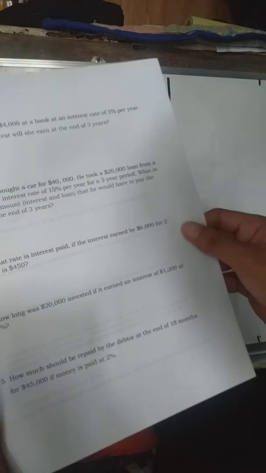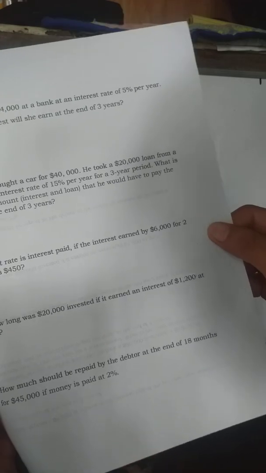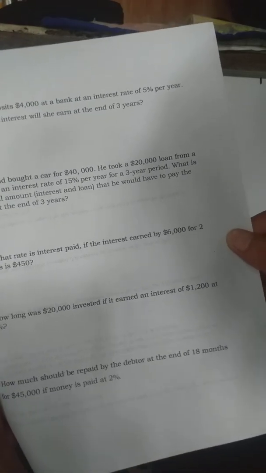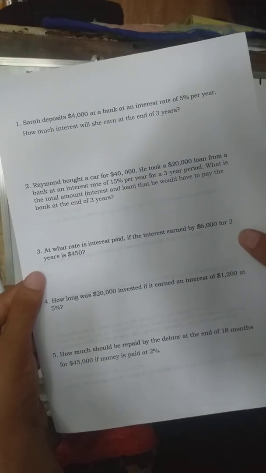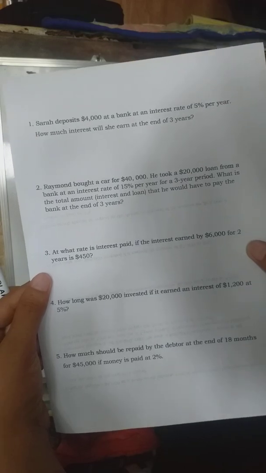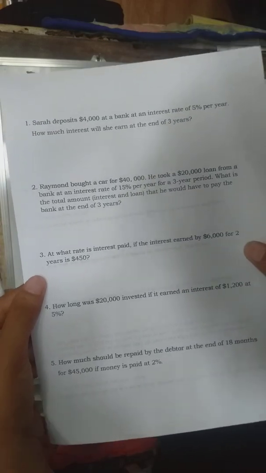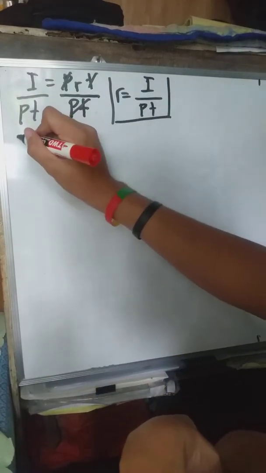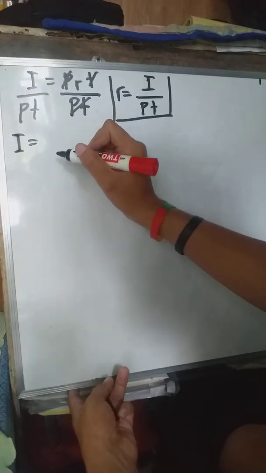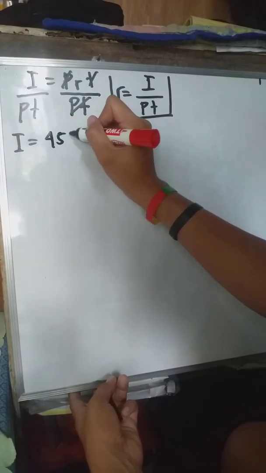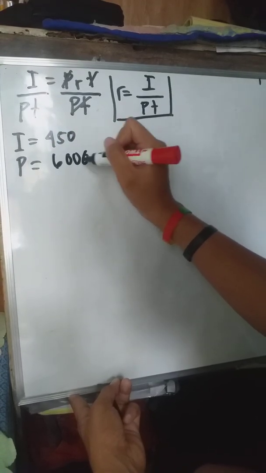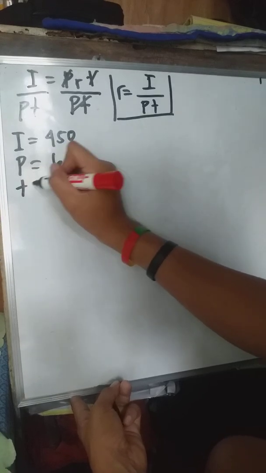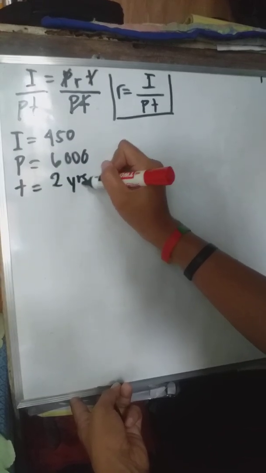So, by sa given problem, at what rate is interest paid if the interest earned by $6,000 for 2 years is $450. So, let's find the given. I, the interest, will be $450. Ano yung P? P is $6,000. And ano yung time? Time is 2 years, di ba? So, ayan.